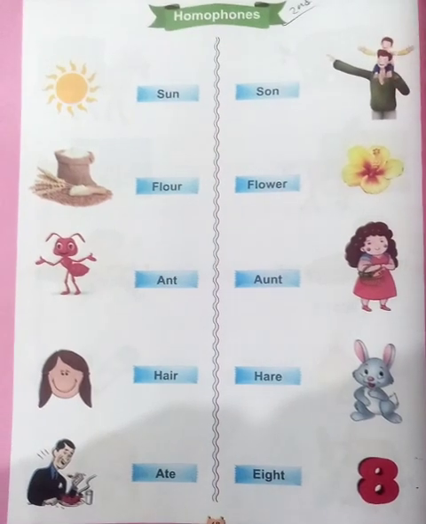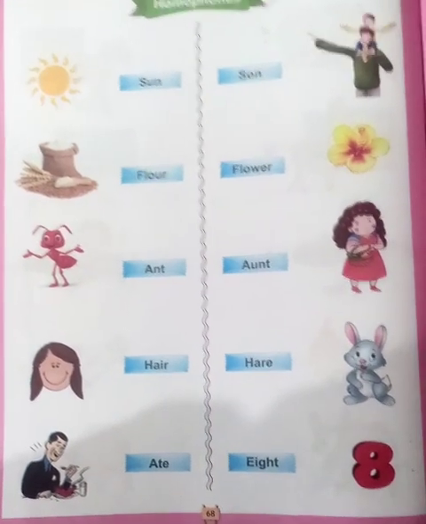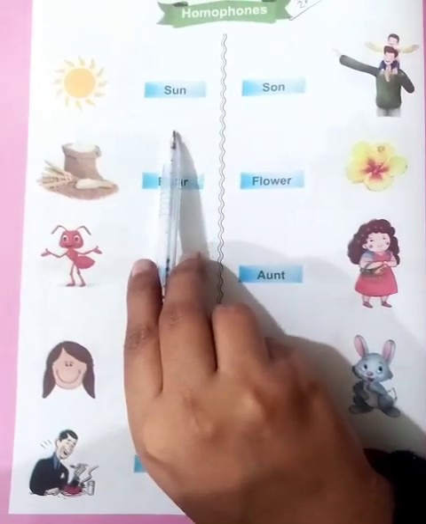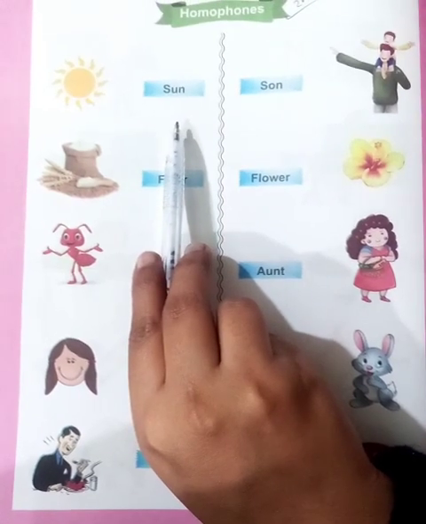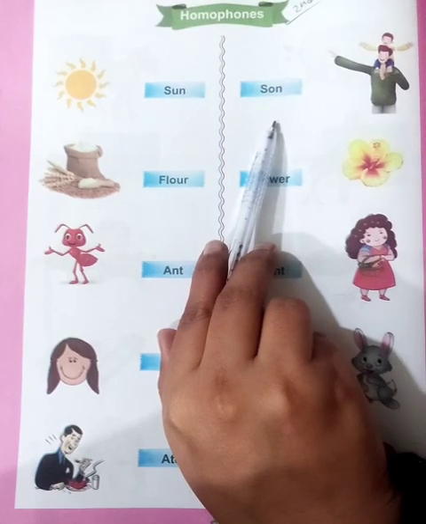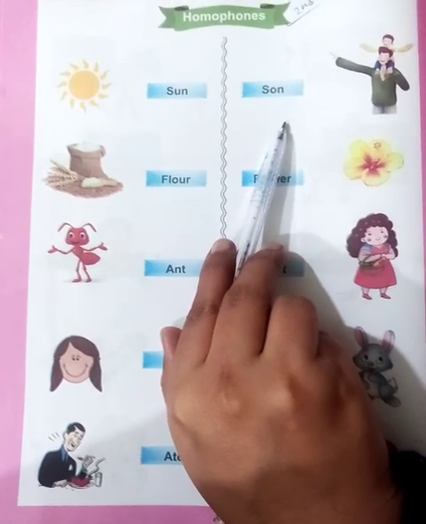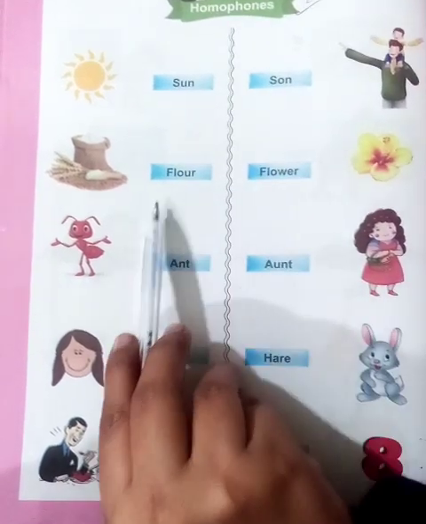Today, we are going to learn homophones. This is sun, S-U-N, sun. This is also sun, but the spelling is S-O-N, sun.